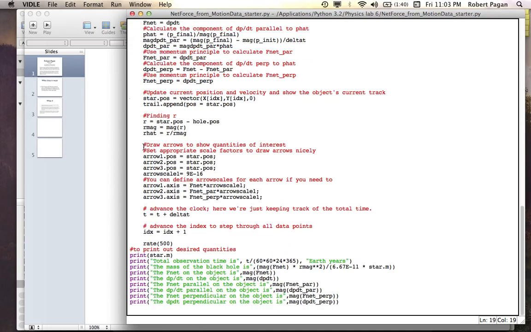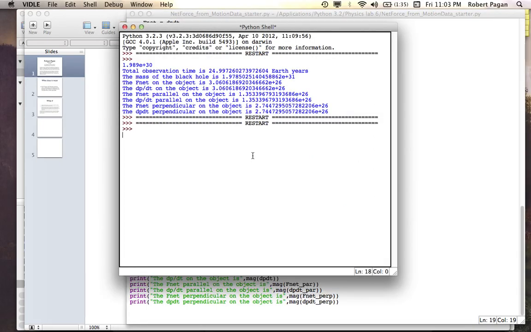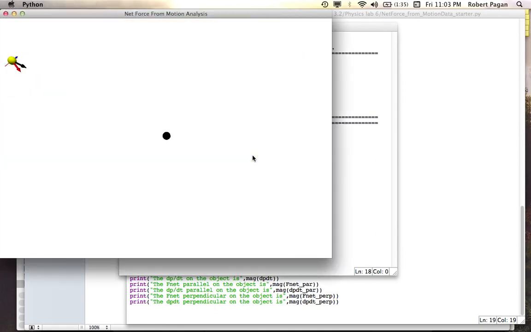And then the only other thing we added was that we made the program print out different results, so it told us what Fnet, dPdt, and so on and so forth all meant, instead of us having to calculate it or look for the numbers. And so we're going to run this. I'm getting this right now. One second, it always takes a little long.